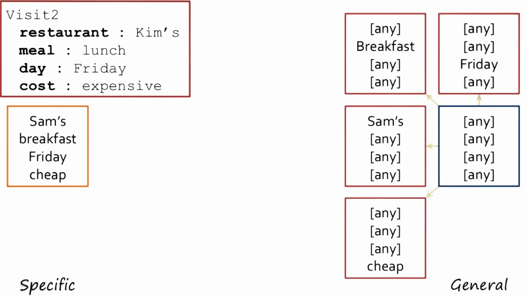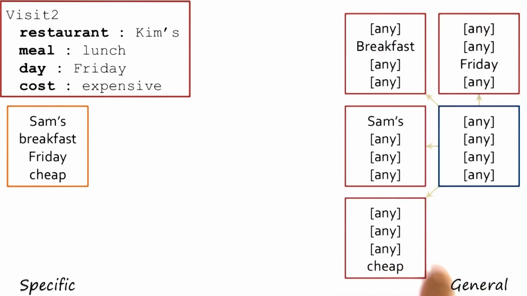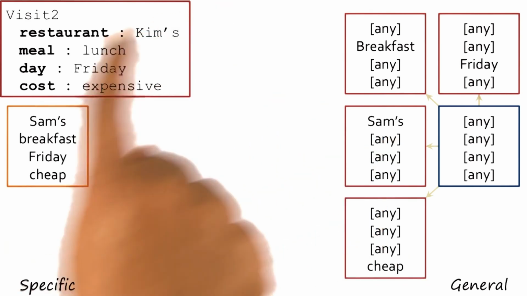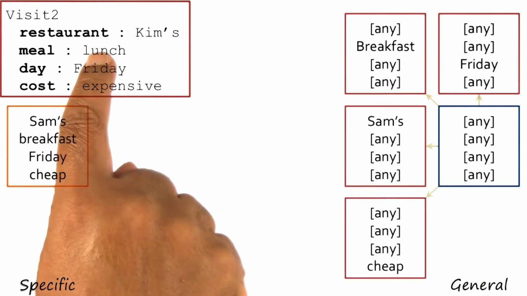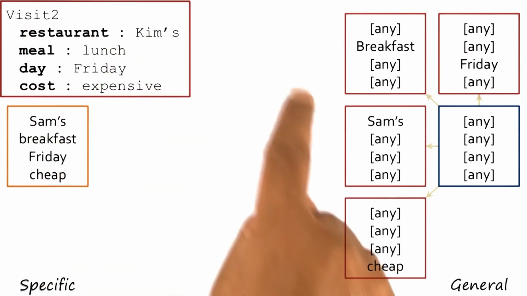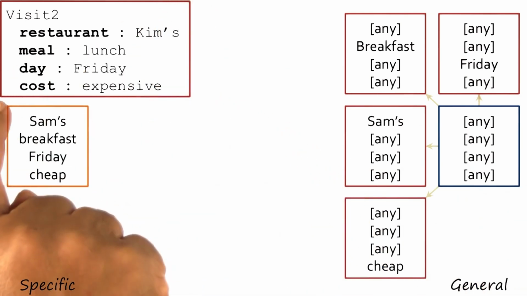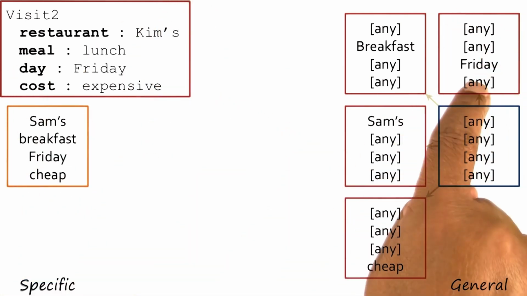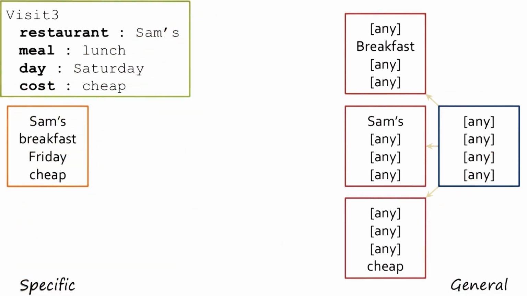Now I must look at these specializations of the most general concept and ask which one of them I should prune so as to exclude the negative example. I notice that Sam's doesn't match Kim's, so this is already excluded insofar as this concept is concerned. Breakfast doesn't match lunch, so this example is already excluded insofar as this concept is concerned. However, this conceptual characterization admits this negative example. Therefore, I must prune it. So we prune away that particular conceptual characterization, and now we are left with 3 specializations of the most general model. Let us consider what happens when a third example comes along.